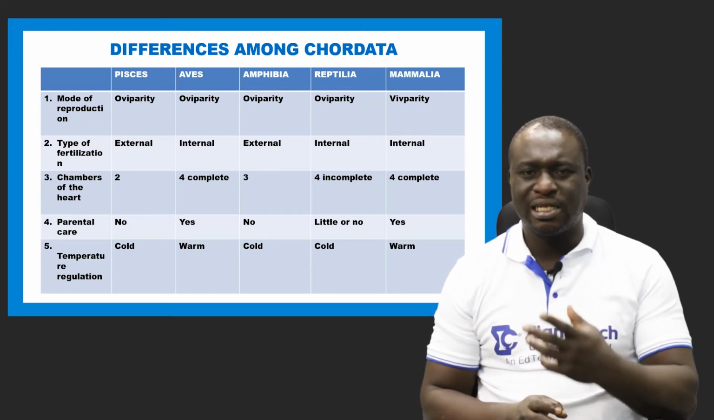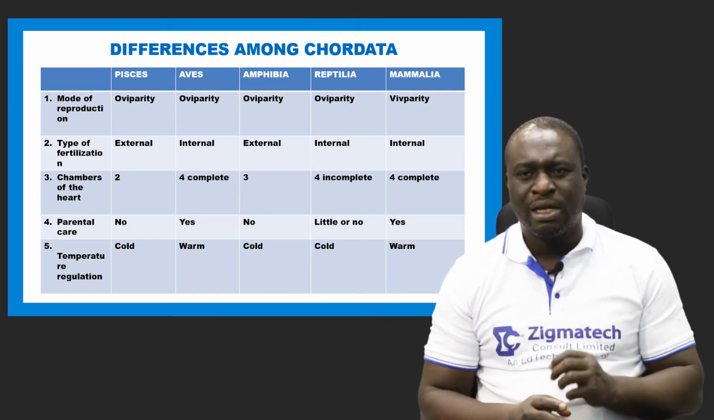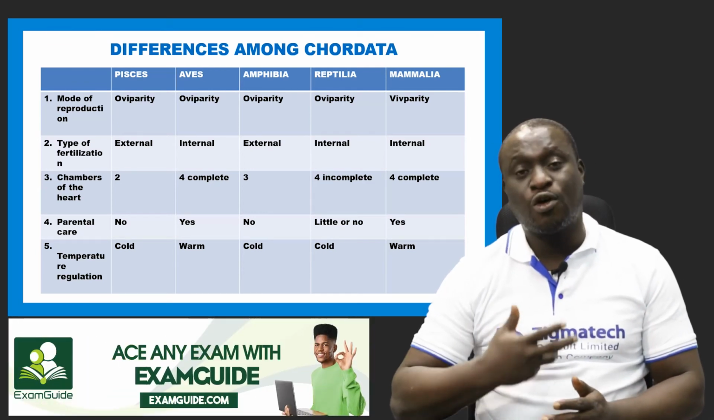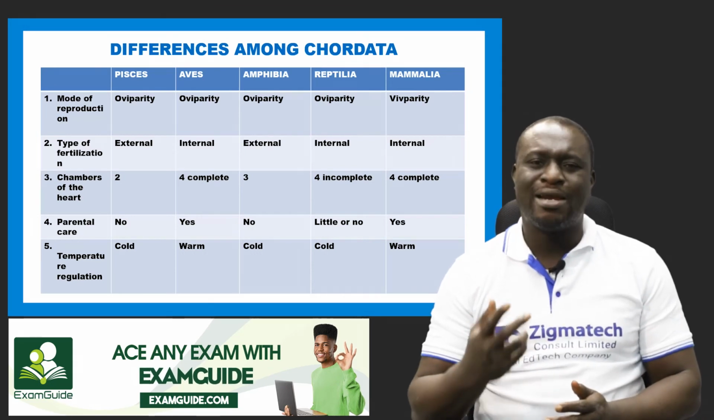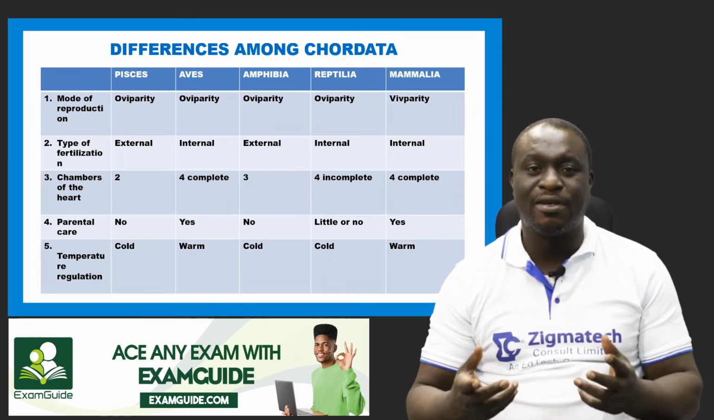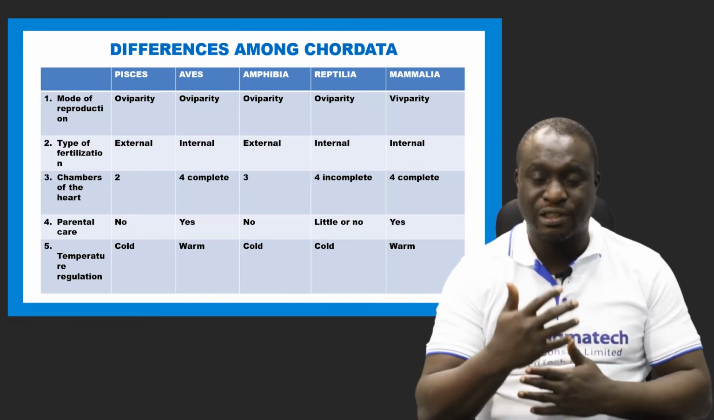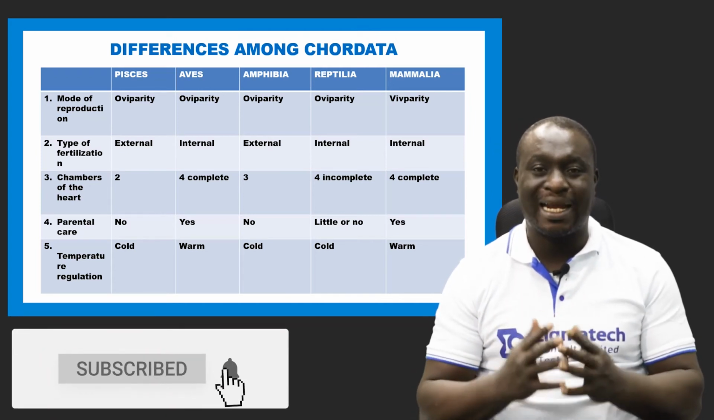In Aves, it is also oviparity. In amphibia, it is oviparity. In reptiles, it is also oviparity. But in mammals, we said it is viviparity. It simply means they do not lay eggs. They give birth to their young ones alive.